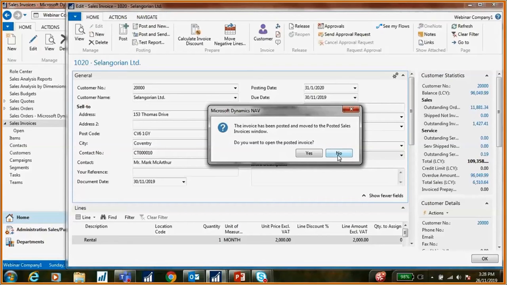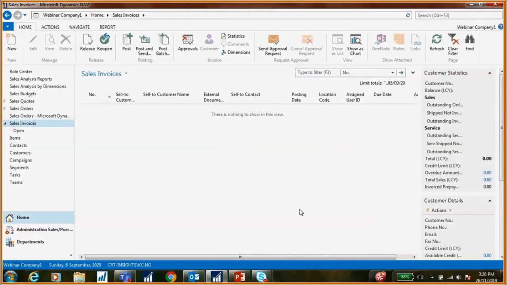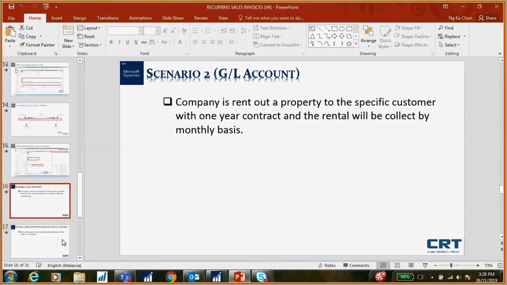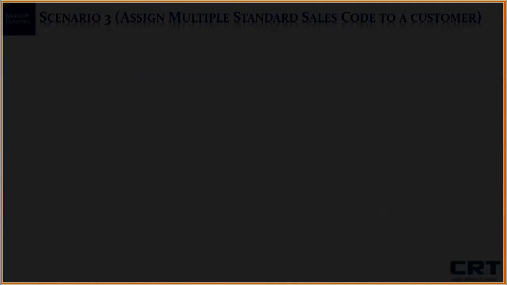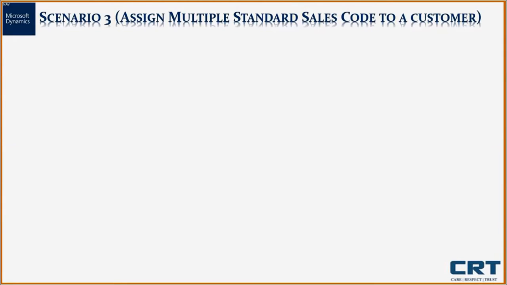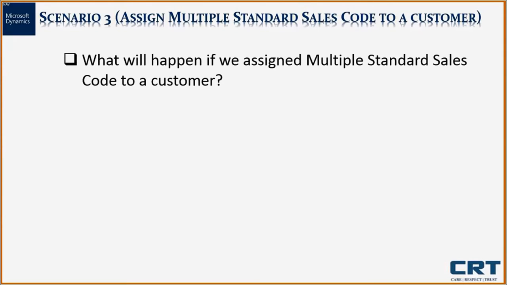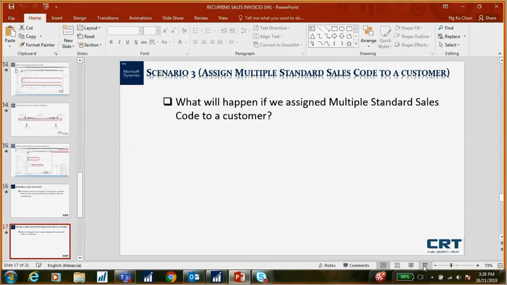Now let us go to the third scenario. We go back to the PowerPoint slide to have a look at our third scenario of today: assign multiple standard sales codes to a customer. What will happen if we assign multiple standard sales codes to a customer? There will be a scenario where a company might have multiple contracts with a single customer. Then we might need to set up multiple standard sales codes for a single customer. So how will Navision cater for that? Let us do the simulation in Microsoft Dynamics NAV.